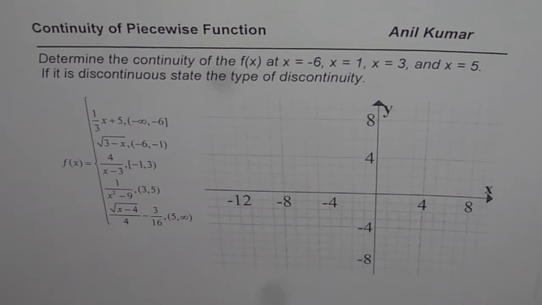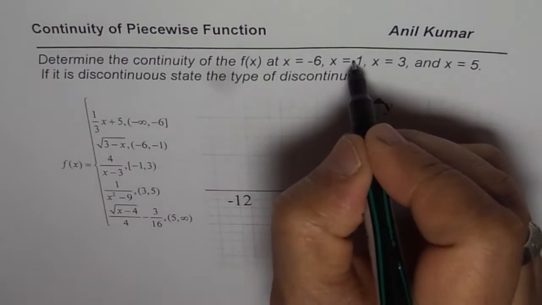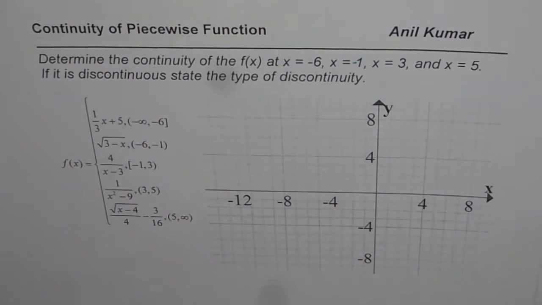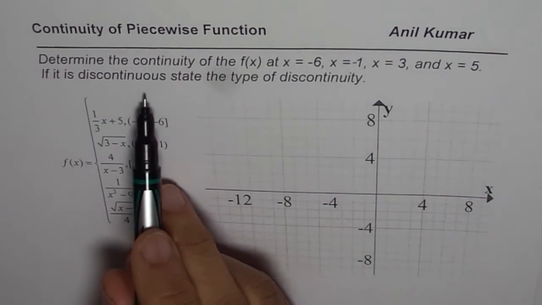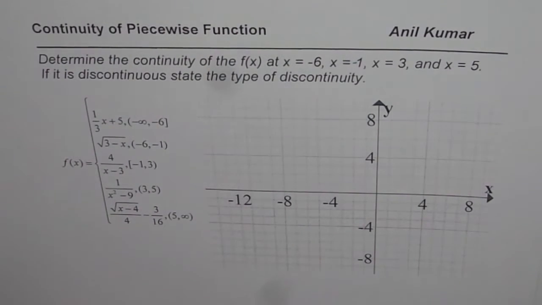I'm Anil Kumar, and in this video we'll discuss continuity of piecewise function. The question before us is, determine the continuity of the function f of x at x equals minus 6, x equals 1, it should be minus 1, x equals 3 and x equals 5. If it is discontinuous, state the type of discontinuity.